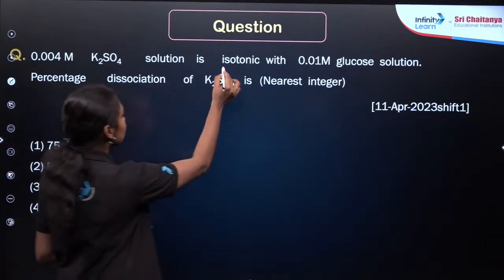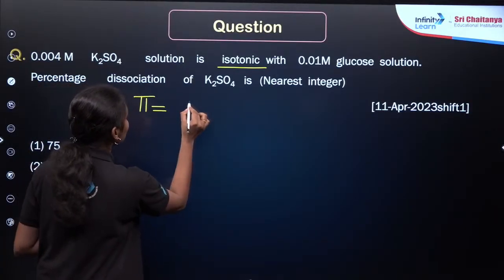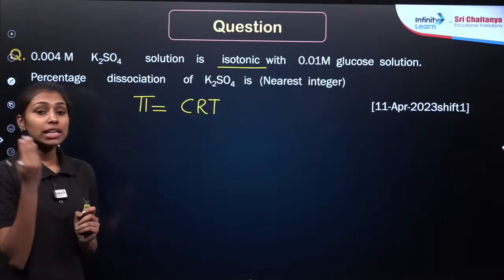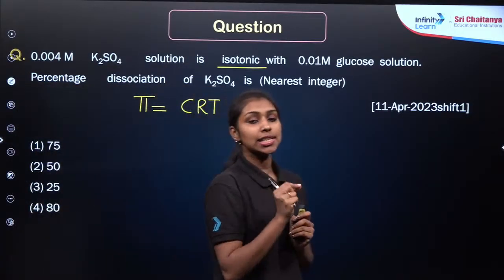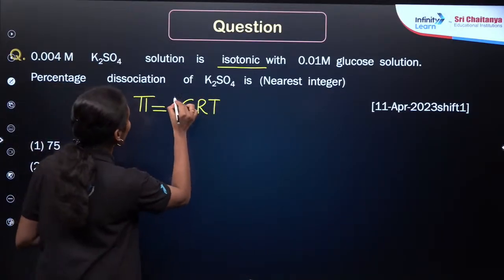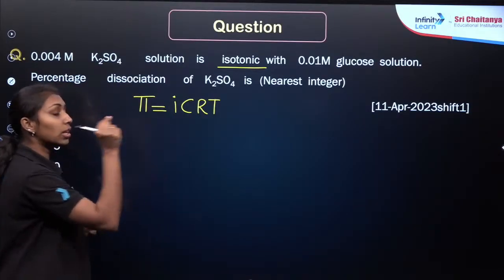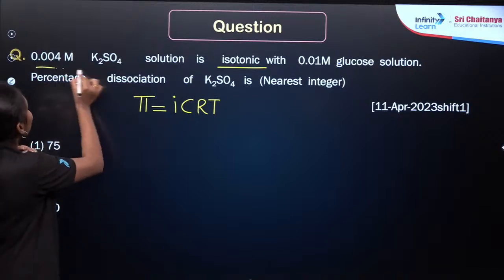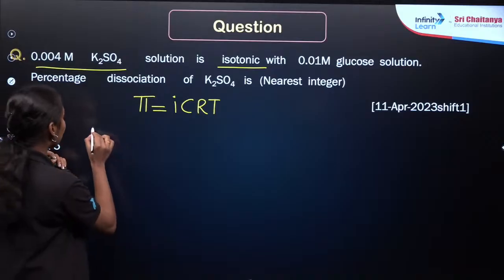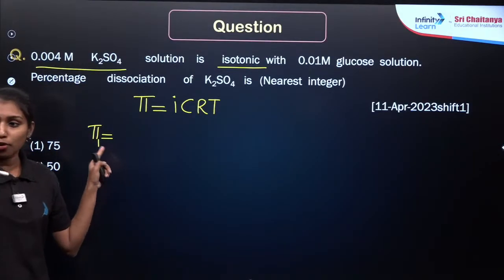Okay, isotonic solution means the value of osmotic pressure should be the same, right? For osmotic pressure, there is an equation, pi is equal to CRT, where C is the concentration, R is the universal gas constant, T is the temperature. If there is any association or dissociation of the particles, there will be one factor known as the Van Hoff factor, so we can correct this colligative property by multiplying with the Van Hoff factor. So this will be our equation to find out the osmotic pressure. The first case is about the K2SO4, and I am taking pi 1 here. We need to find out the value of i, the Van Hoff factor.